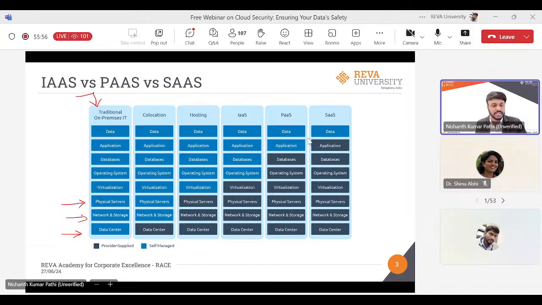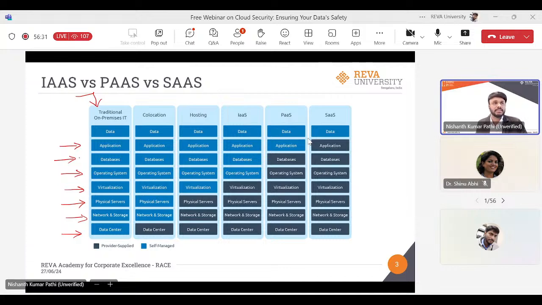On top of these physical servers, to optimize the resource usage, we do virtualization. We use technologies like VMware, Citrix, and QEMU. On top of that, you run your operating system. So on a bare metal server, you can run different kinds of operating systems using virtualization. On top of these operating systems, you deploy your applications and databases, typically MySQL, Oracle, MS SQL, or MongoDB, Cassandra, whatever type of database that you want to take, you can install on top of that.